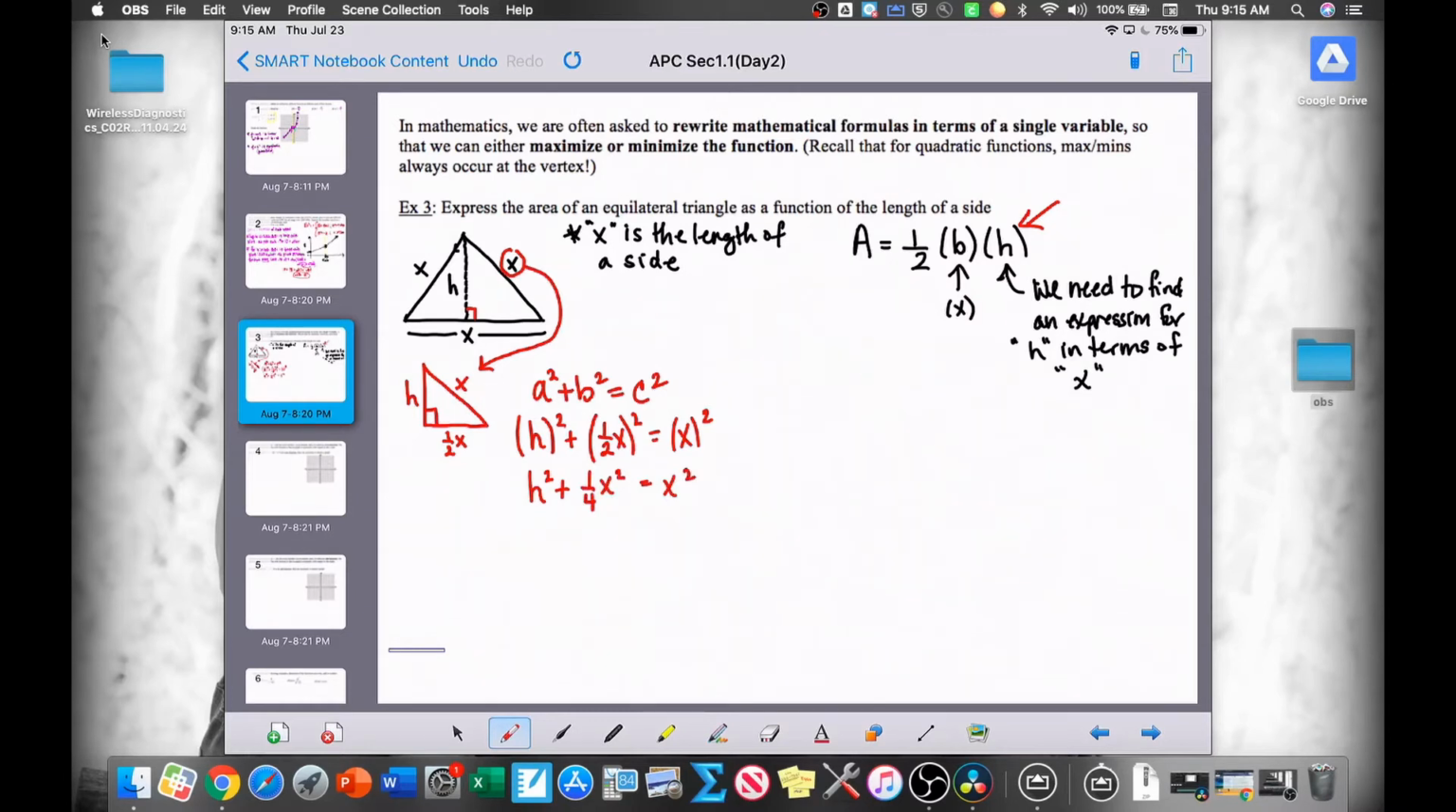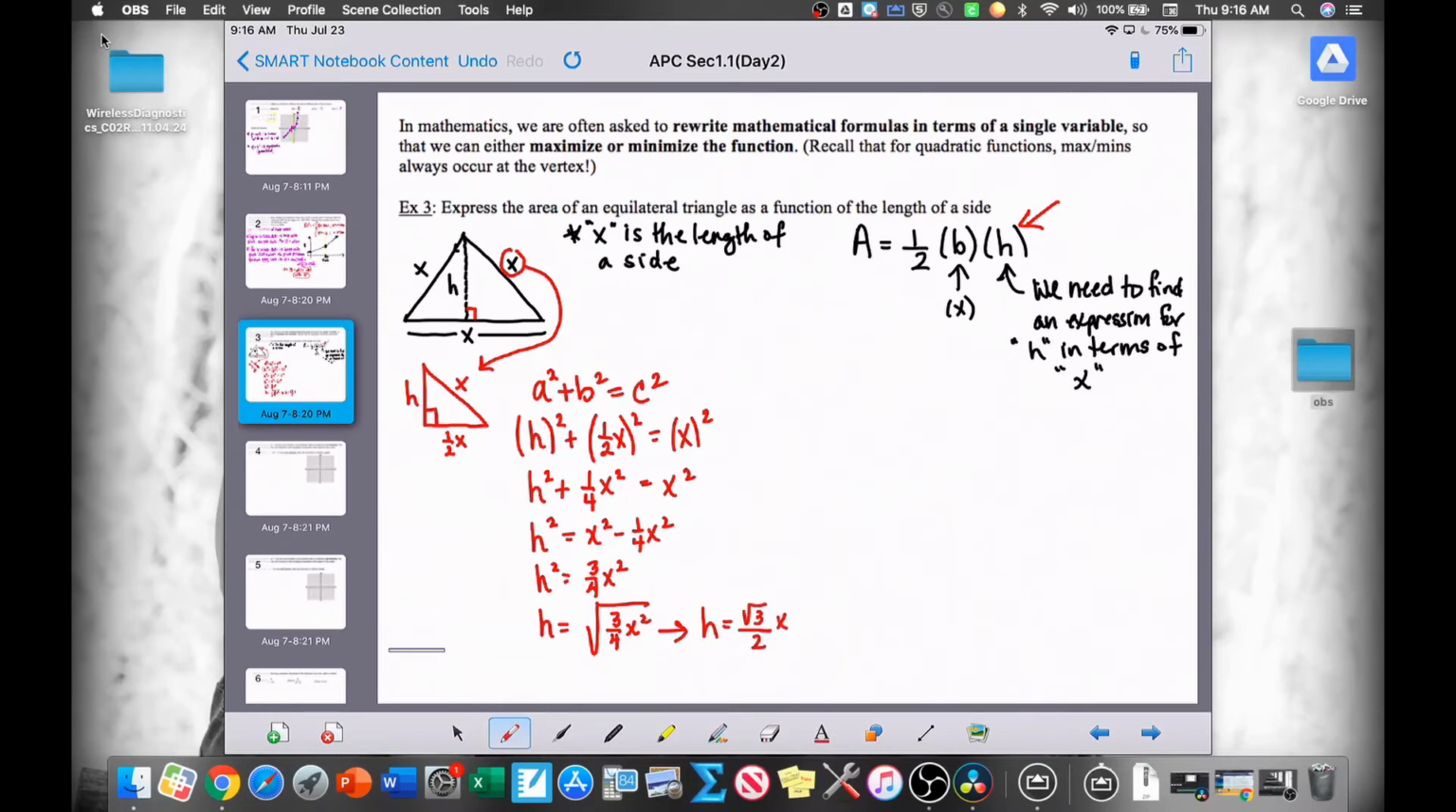So again, my job here is to get h alone. So h squared is going to be equal to x squared minus 1/4 x squared. Those are like terms. 1x squared minus 1/4 x squared would be 3/4 x squared. So h squared is equal to 3/4 x squared. And then if I just want h, I have to square root that entire thing. So I am square rooting the 3, the 4, and the x squared. So when I do that, I can't do anything with square root of 3. That's going to stay square root of 3. But square root of 4 will be 2 on the bottom, and square root of x squared will be x.